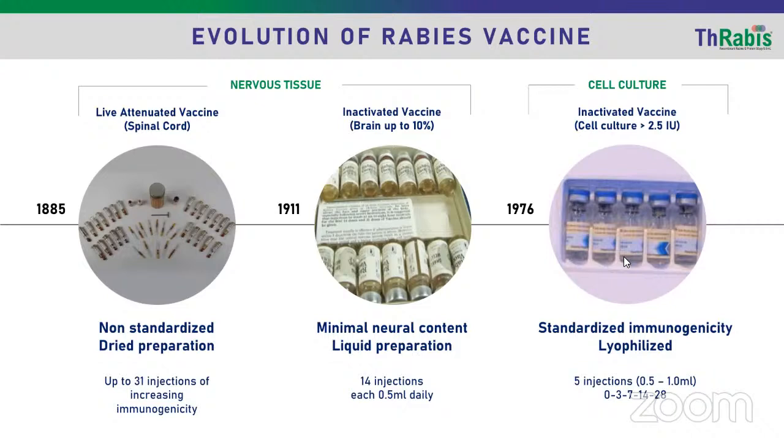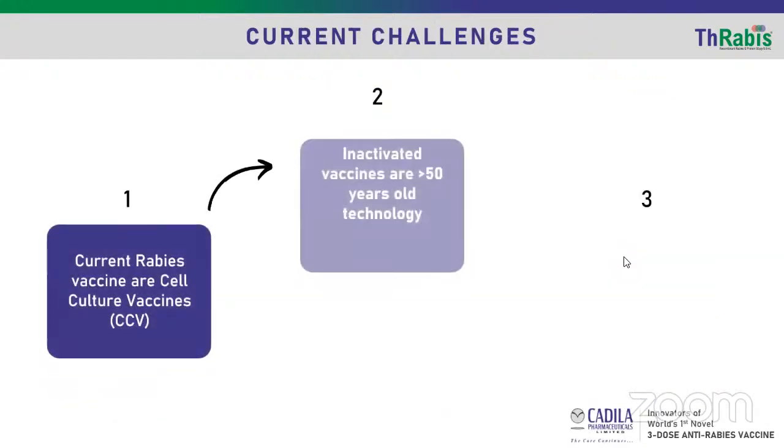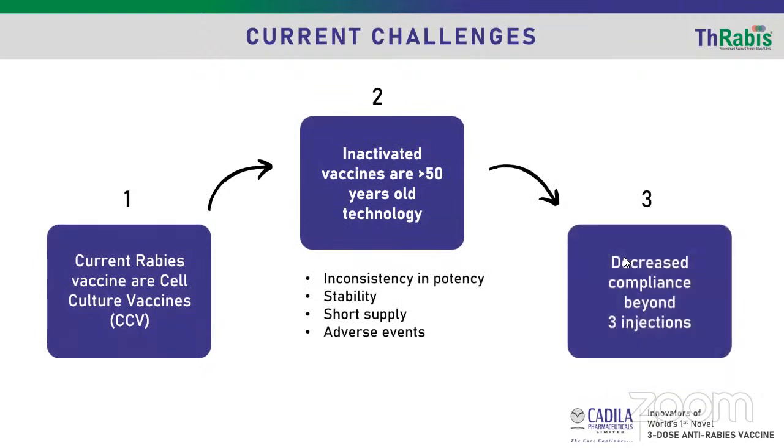So what are the current challenges? Current rabies vaccines are cell cultured vaccines. They are inactivated vaccines, more than 50 years old technology. There is inconsistency in potency, stability, short supply, and many adverse effects. And there is decreased compliance because of multiple doses. So non-compliance is a major issue because of the multiple dose schedule.